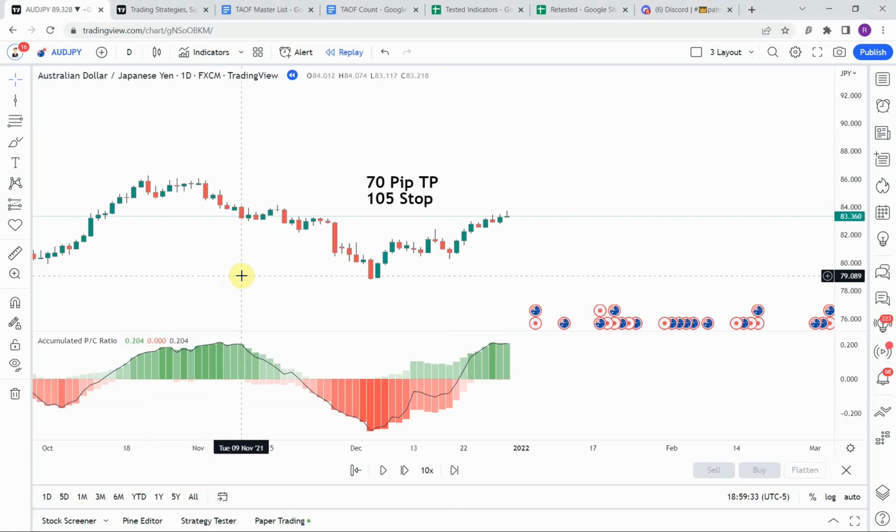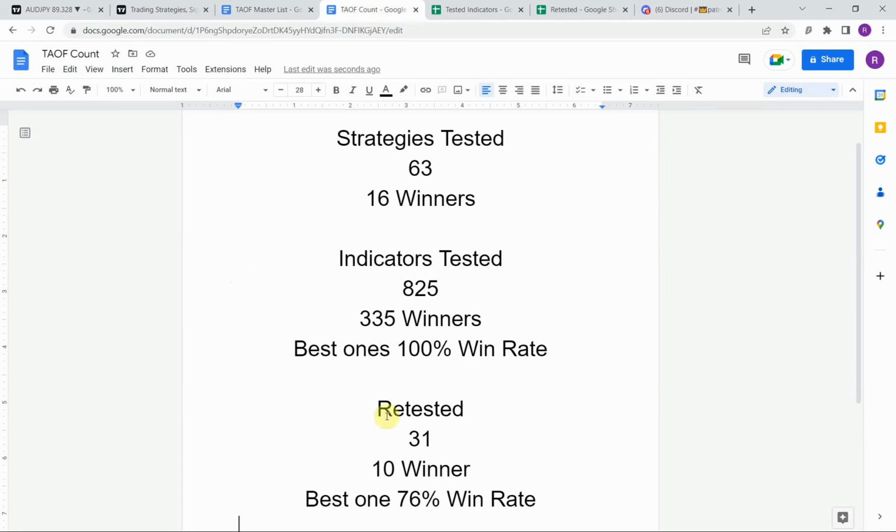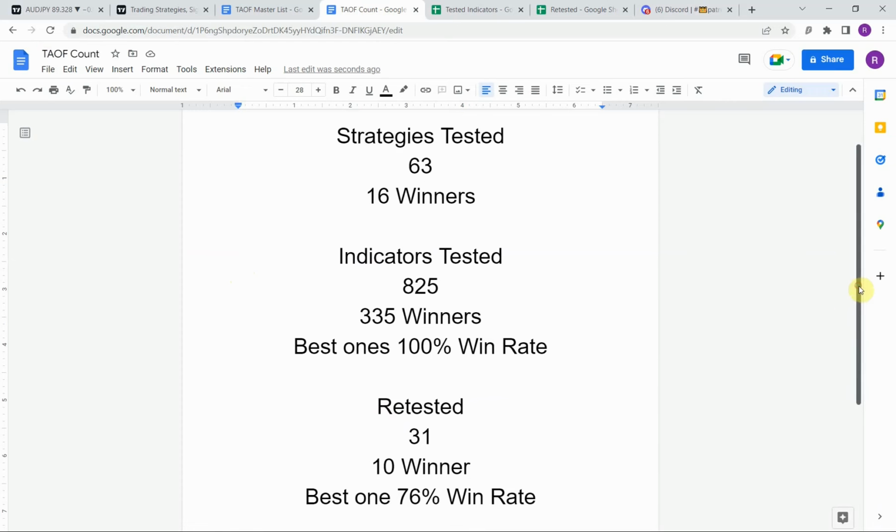Alright, as I said, today we will be testing the accumulated put and call ratio indicator. Before we do though, I wanted to put the testing scoreboard up for everyone to see. So to date, we have tested a total of 63 different strategies, with 16 of them being profitable. We've also tested a total of 825 indicators, with 331 of them being winners. The best ones so far were able to achieve a 100% win rate.